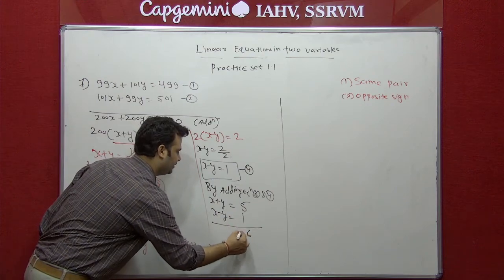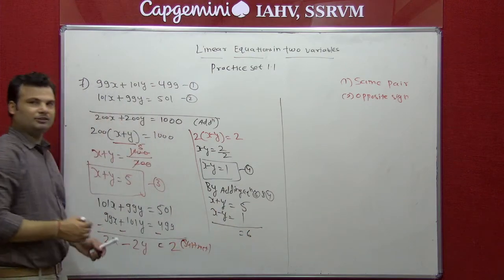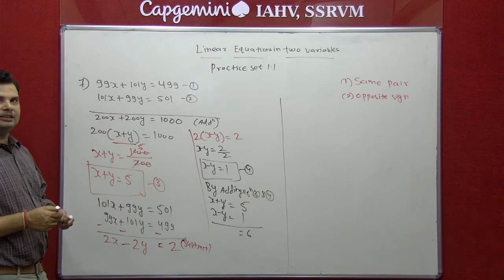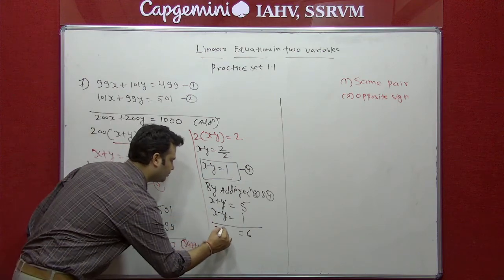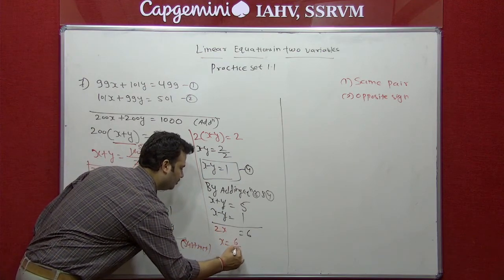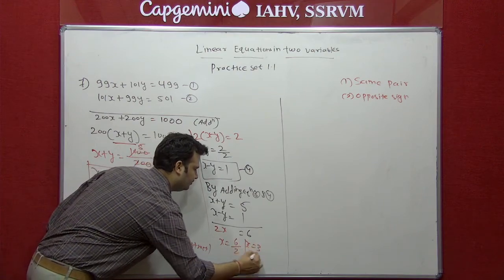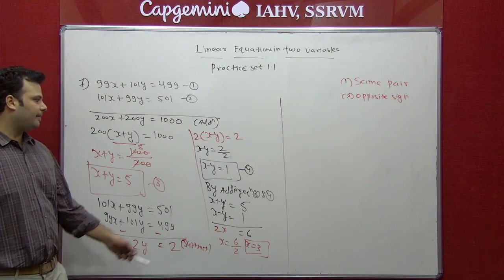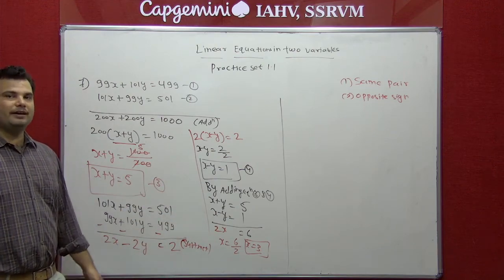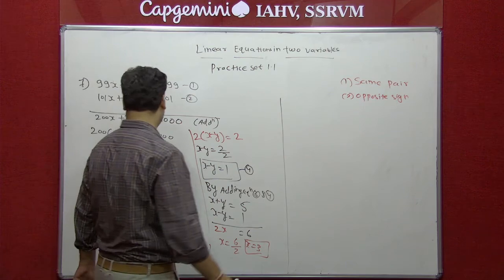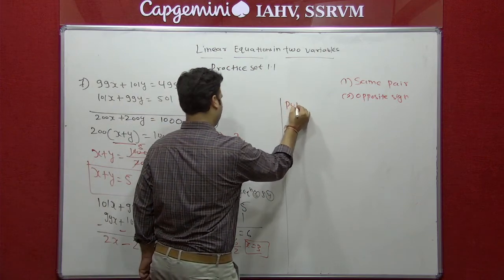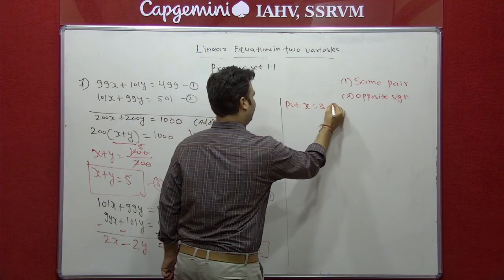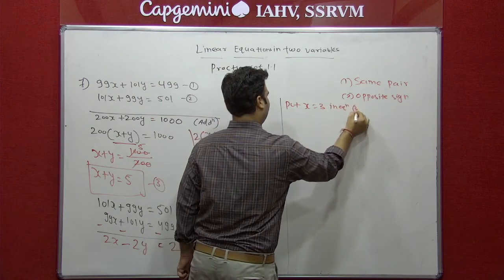So 5 plus 1 is 6, plus y minus y get cancelled, and x plus x is 2x. So x will be 6 upon 2. Answer is 3. 2 3s are 6. So we have the value of x. Now if you want to find the value of y, we can put x equal to 3 in equation number 3.